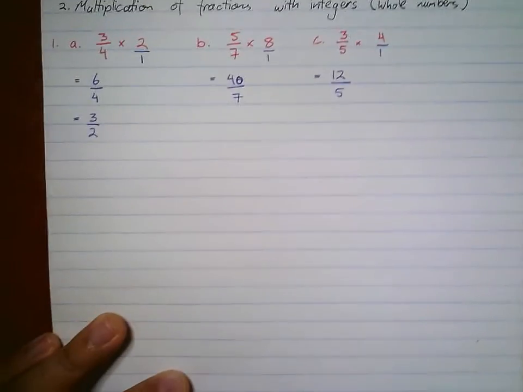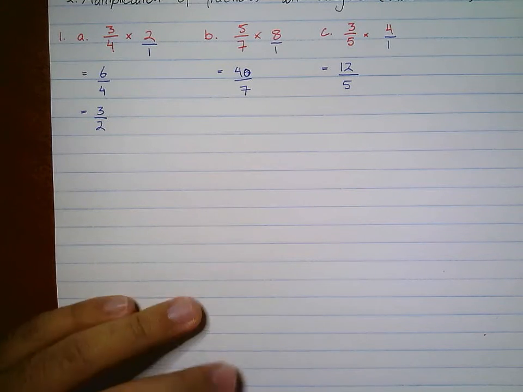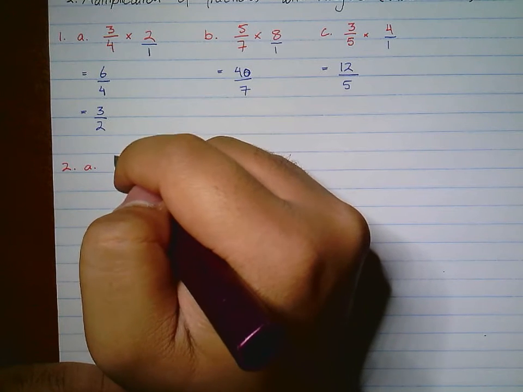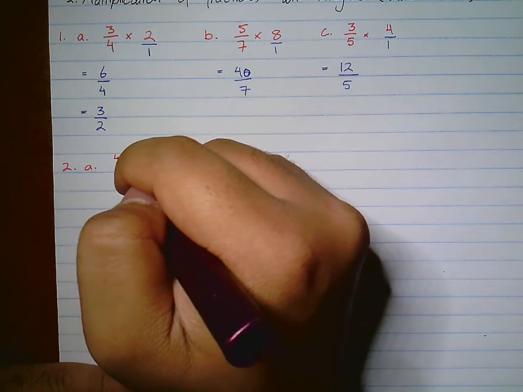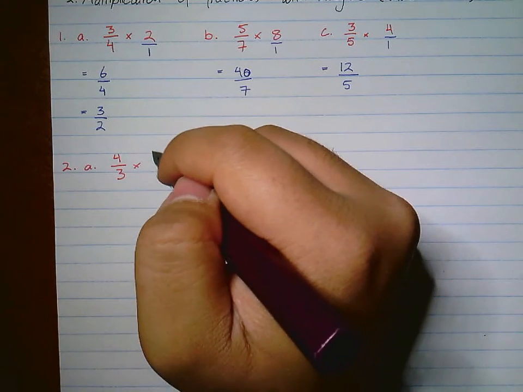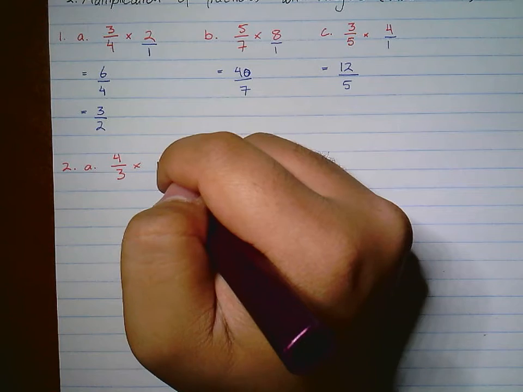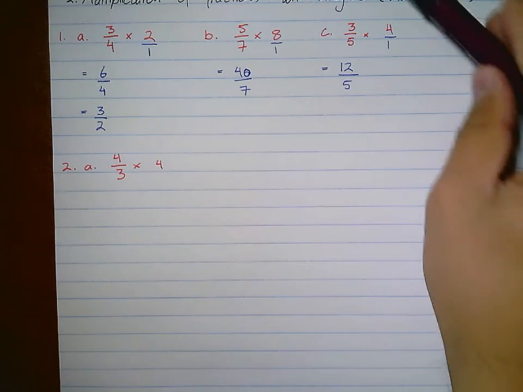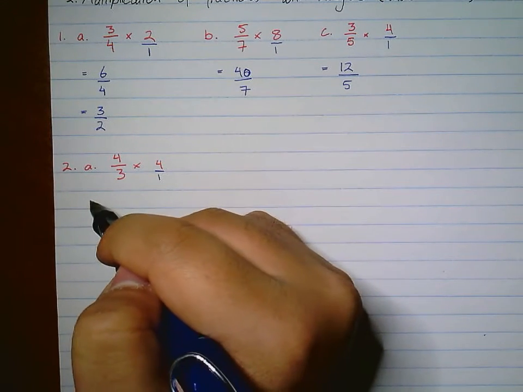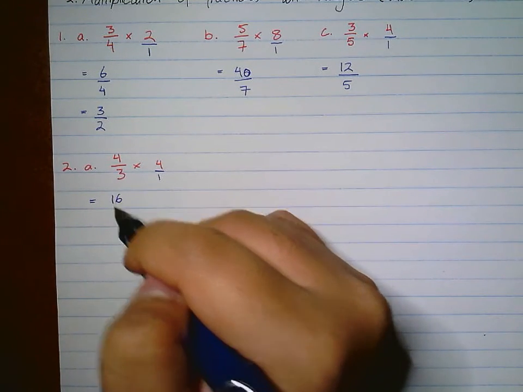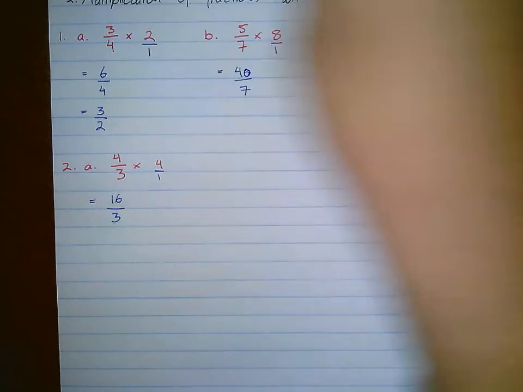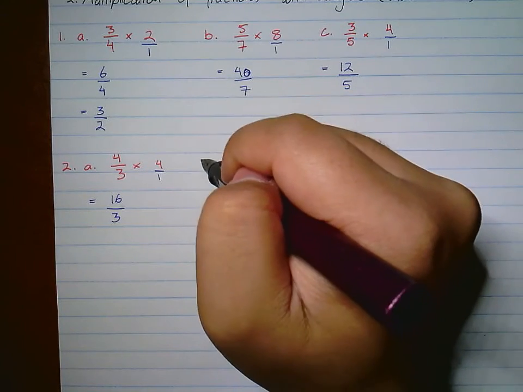Let's take a look at what happens if we have mixed fractions or improper fractions. Let's say we had now 4/3, an improper fraction multiplied by a whole number. Let's say it was 4. Once again, over 1. 4 times 4 is 16. 3 times 1 is 3. It makes no difference whatsoever.